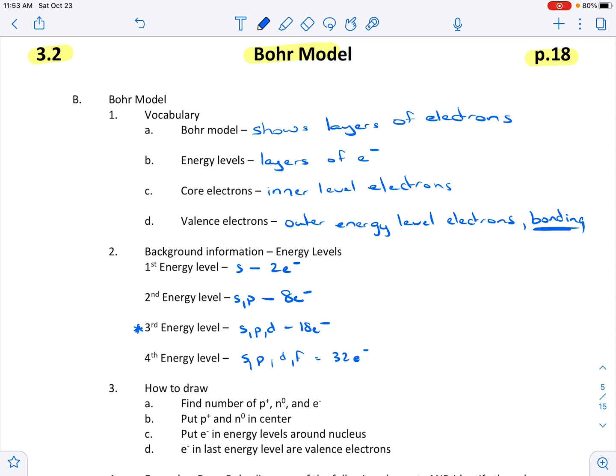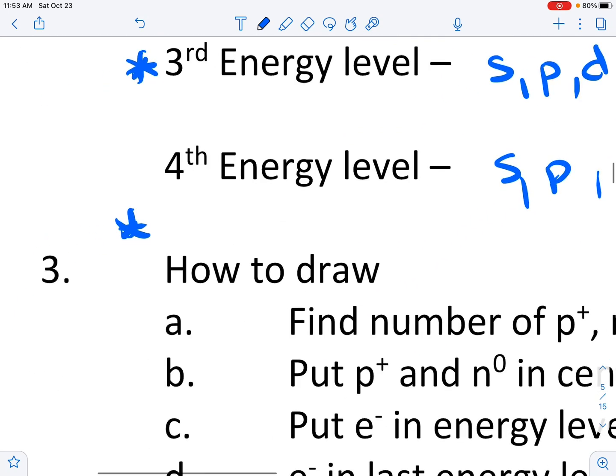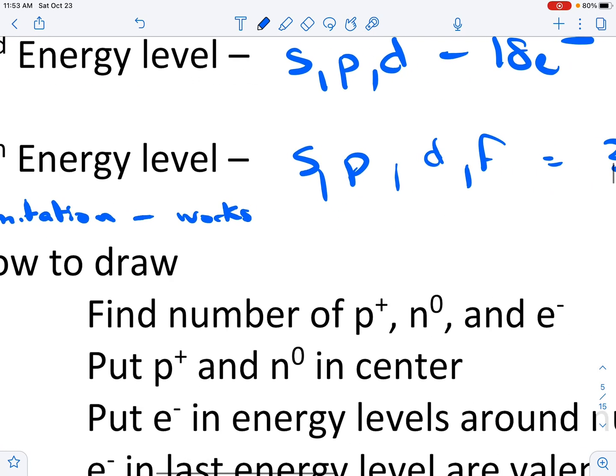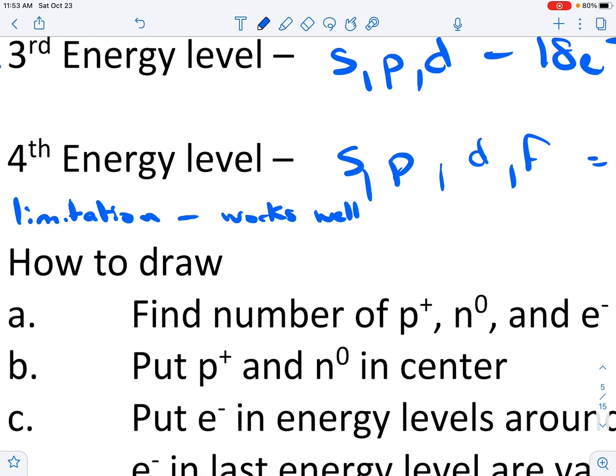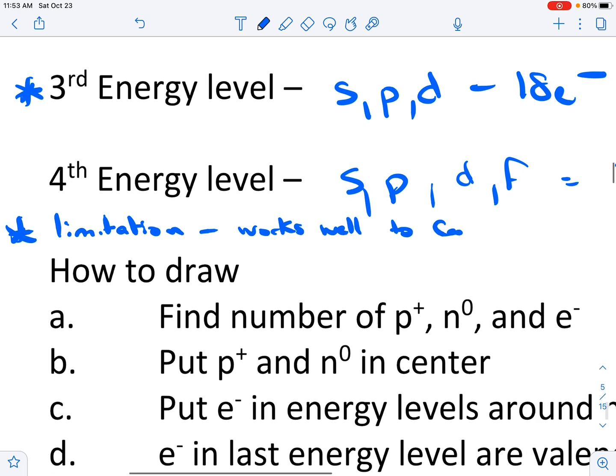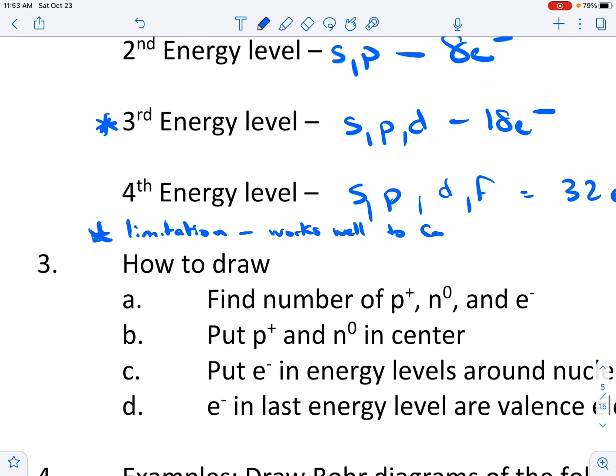Now the issue is, some weird stuff starts to happen. And if you remember in our electron configurations, we went from 4s to 3d. So it started shoving them back in there. So we actually will not probably use the Bohr diagram. So there are some limitations of Bohr. Sorry to blow that up. All right, limitation. It really only works well up to calcium. All right, but hopefully that'll give us enough of an overview to help us figure out the valence electrons, which is what our end goal is.